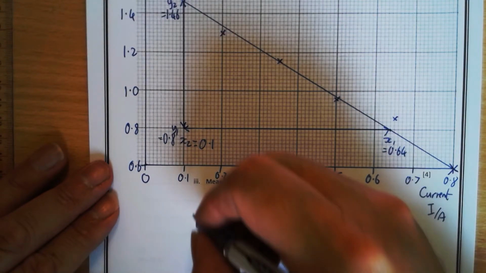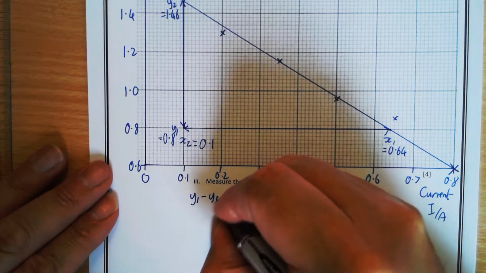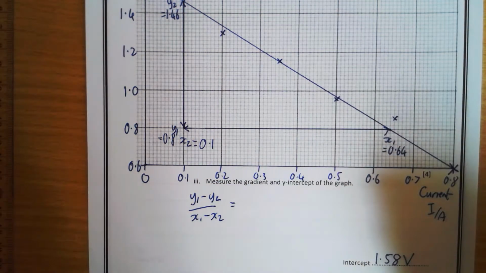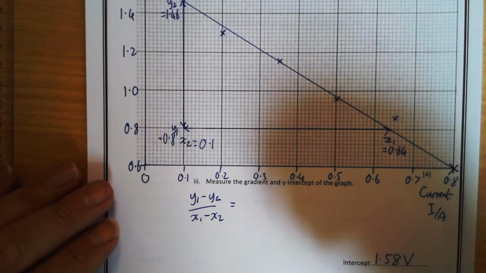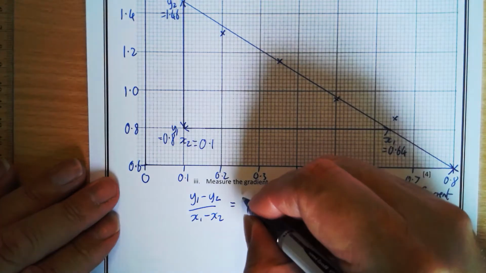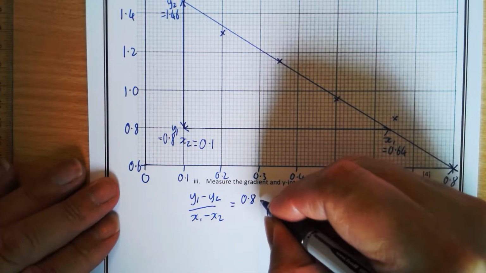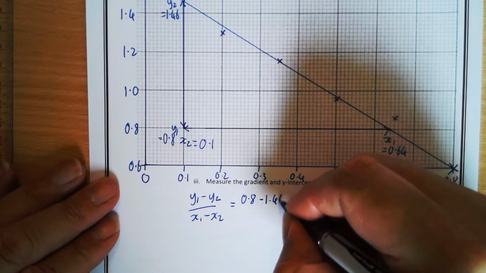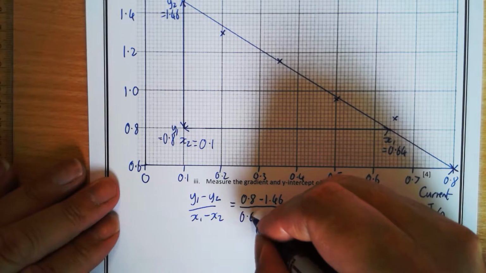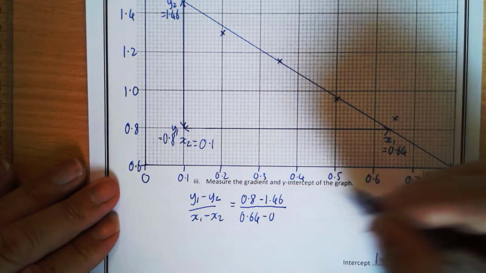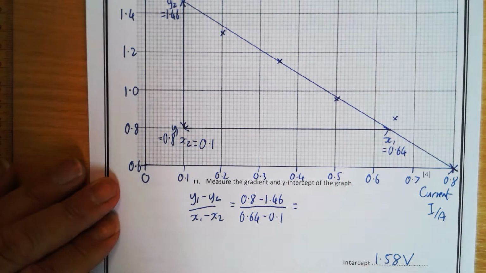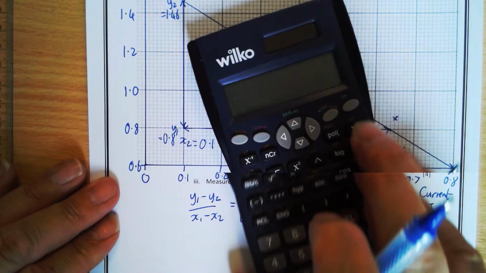So then I say that the gradient is Y1 minus Y2 over X1 minus X2. So we just substitute in our values. Y1 is 0.8. Y2 is 1.46, divided by X1, which is 0.64, minus 0.1, which would be, just get your calculator out and work it out.